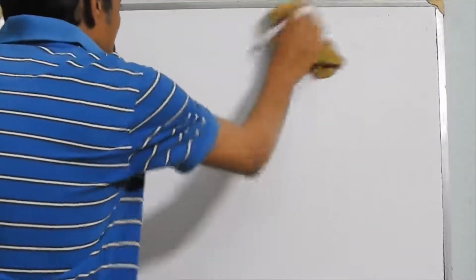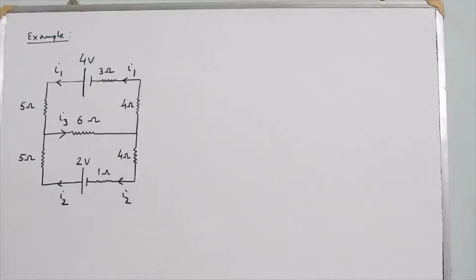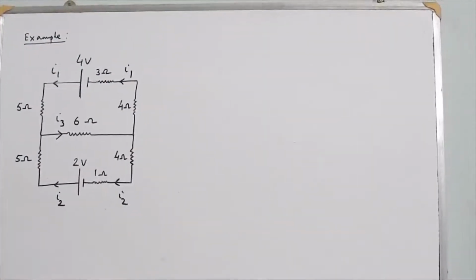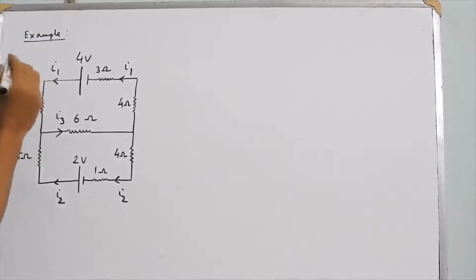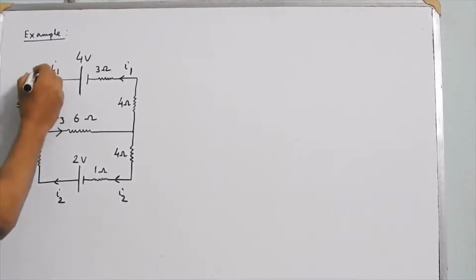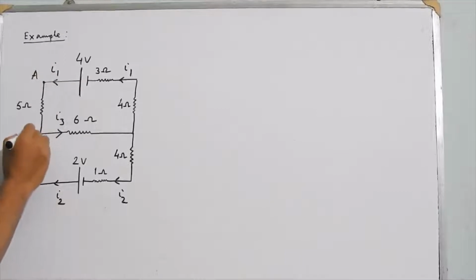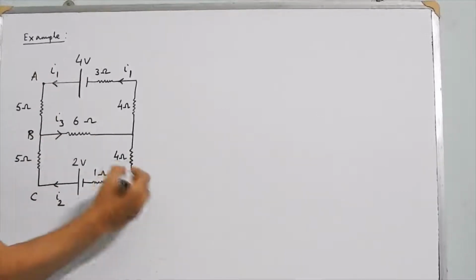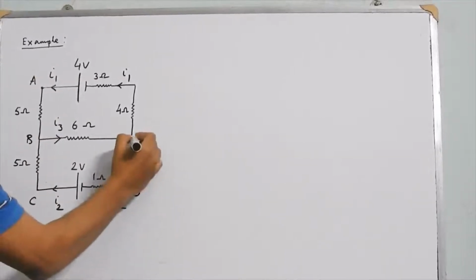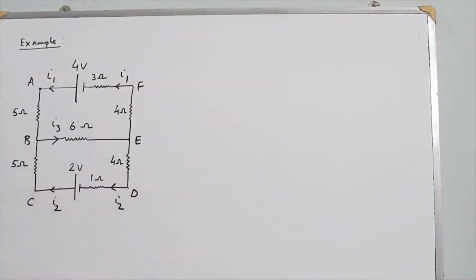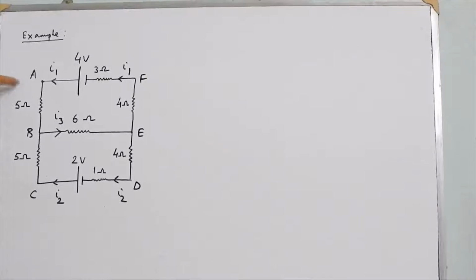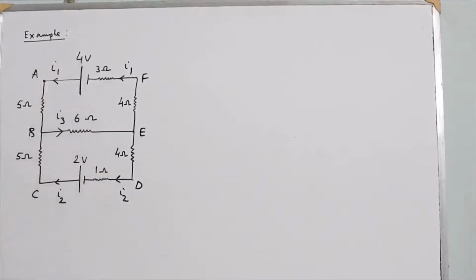We can name the circuit so that it becomes easy for us to find a loop or a closed path or a mesh, whatever you say. Suppose this point is point A, point B, point C, point D, point E and point F. So there are 6 junctions A, B, C, D, E and F.